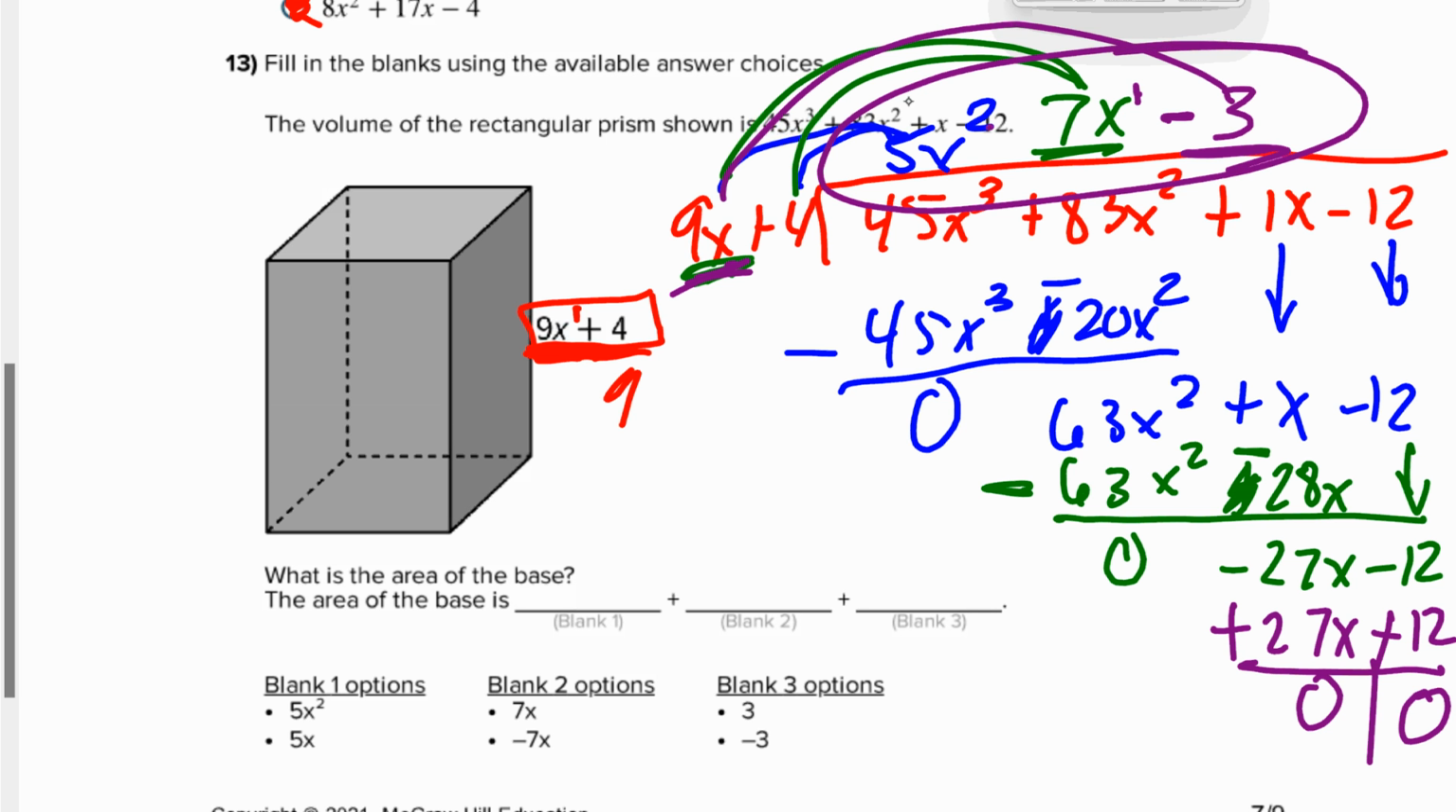So that is our answer, 5x squared plus 7x, but minus 3. So be careful on those negatives. That would be the area of the base.